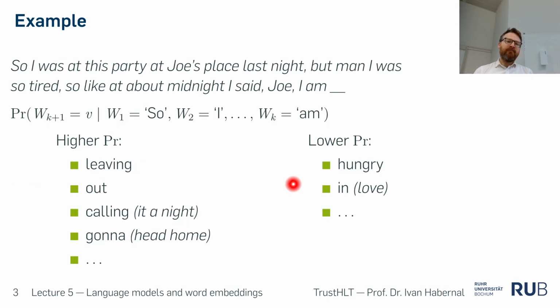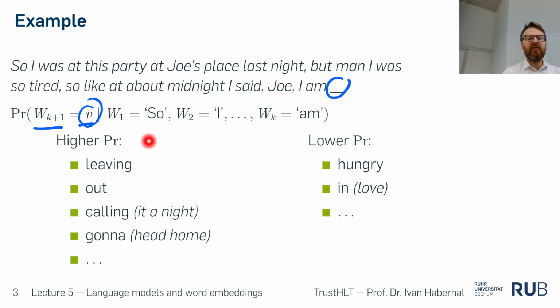Okay, so here's another example. Start with the sentence: I was at the party at Joe's place last night, but man, I was so tired. So at about midnight, I said, Joe, I am blank. And now the language model should tell you what is the probability of the k plus first word being equal to something from the vocabulary, given that we observed the first word being so, the second word being I, the third word being was, and so on. Does it make sense? You condition on what you have seen before to get the probability of the next word.